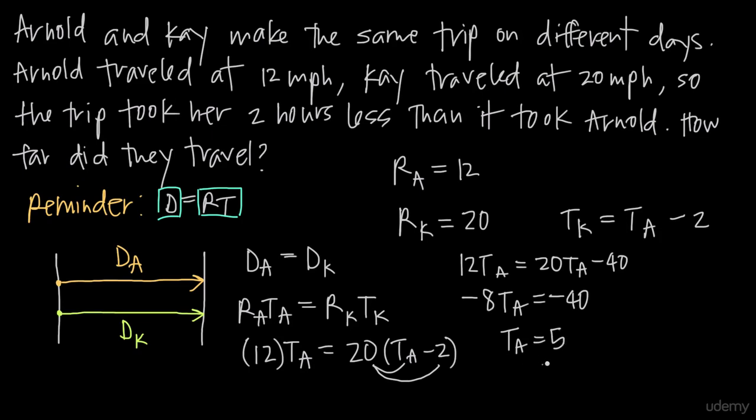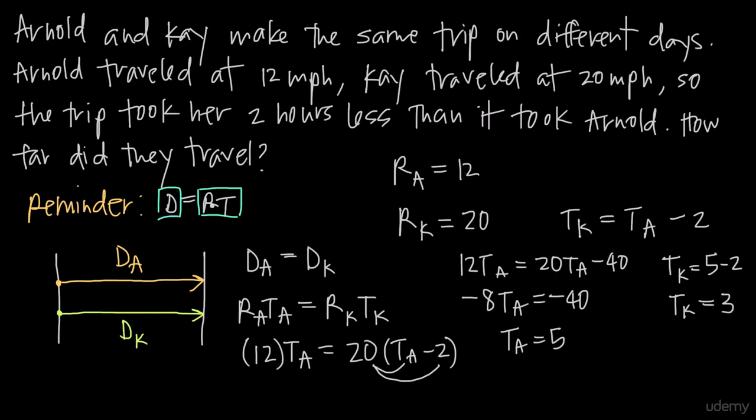And we can go ahead and plug Arnold's time into this equation we have for T sub K to get a value for T sub K. So when we do that, we're going to get T sub K is equal to, plugging in 5 for T sub A, 5 minus 2. T sub K is equal to 3.